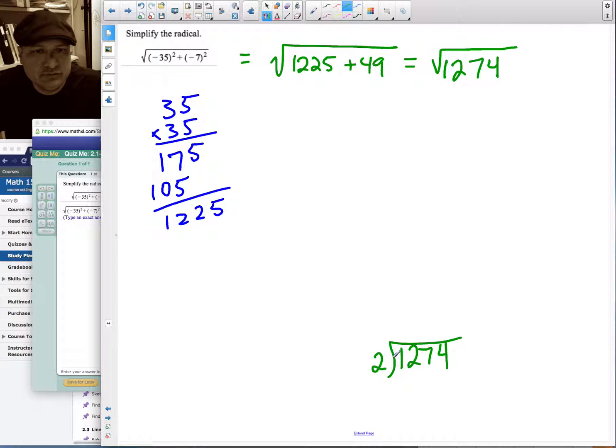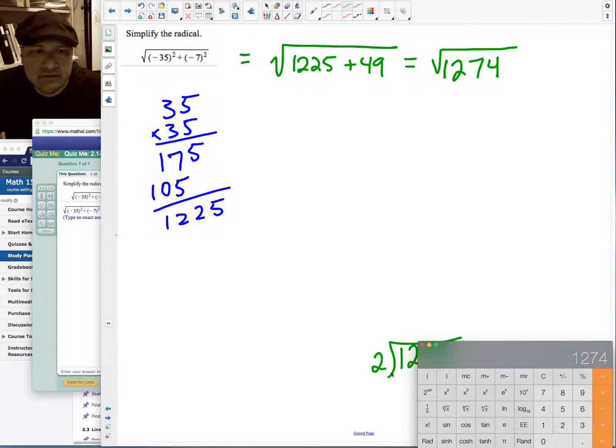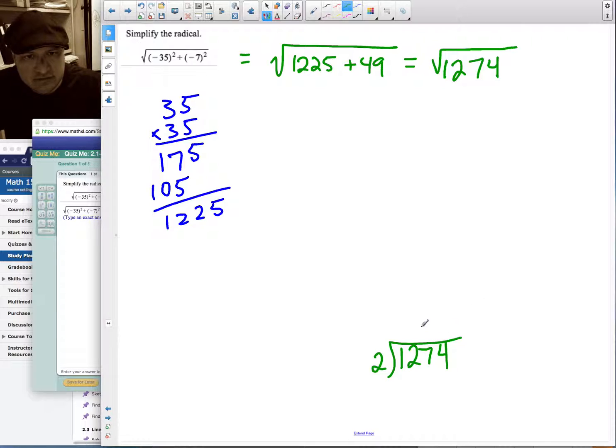So here it's clearly 2. Like I said, we can still use our calculator here. So 1274 divided by 2 is 637. And this is not divisible by 2 because it's not even. It's not divisible by 3 because 6 plus 3 plus 7 is 16, which is not divisible by 3. It's not divisible by 5.